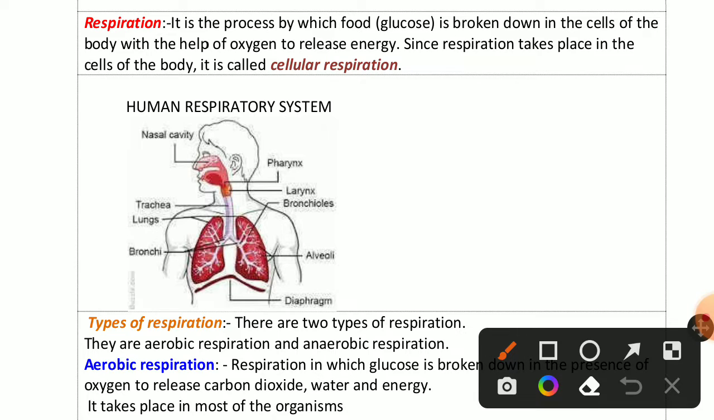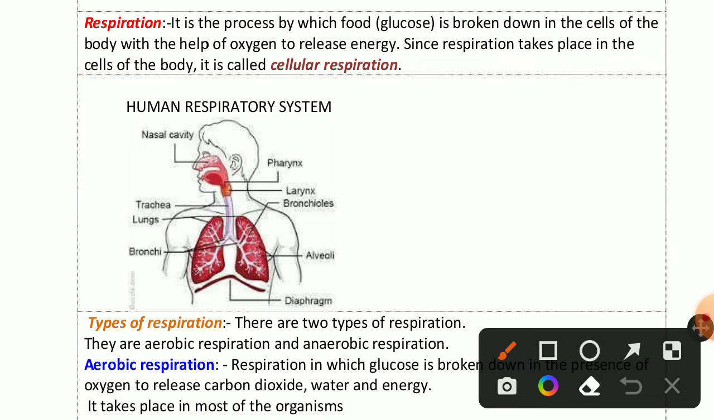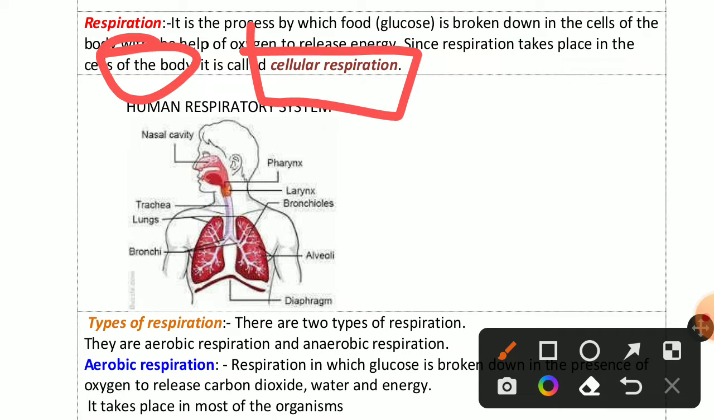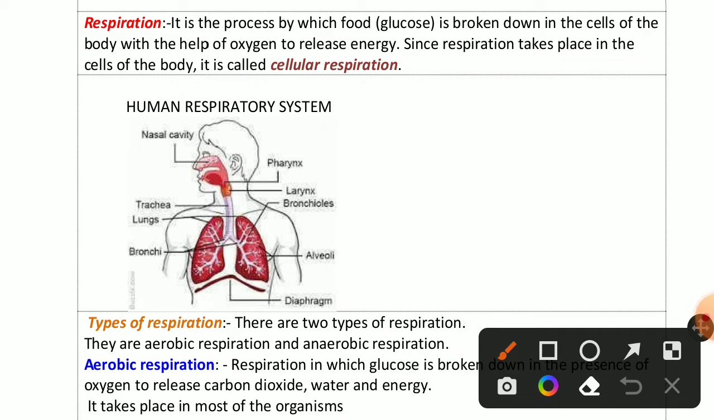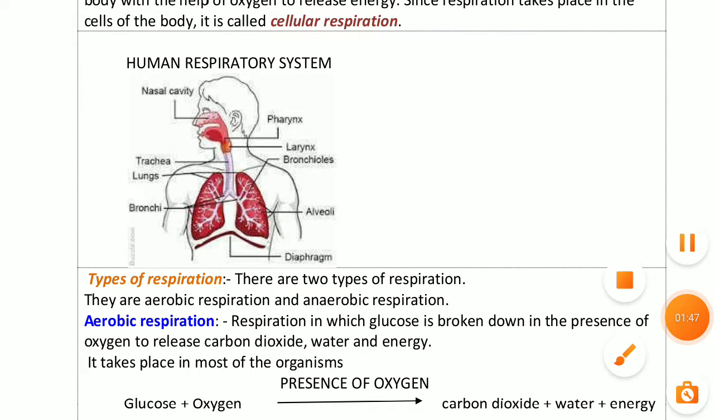Since respiration takes place only in the cells of the body, it is called cellular respiration. What is the name of this respiration? Cellular respiration, because it takes place only in the cells of our body. This is respiration. Now we'll see about the human respiratory system.